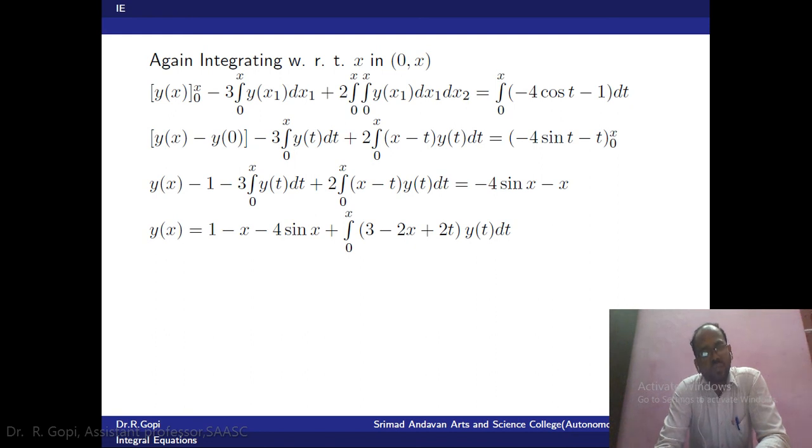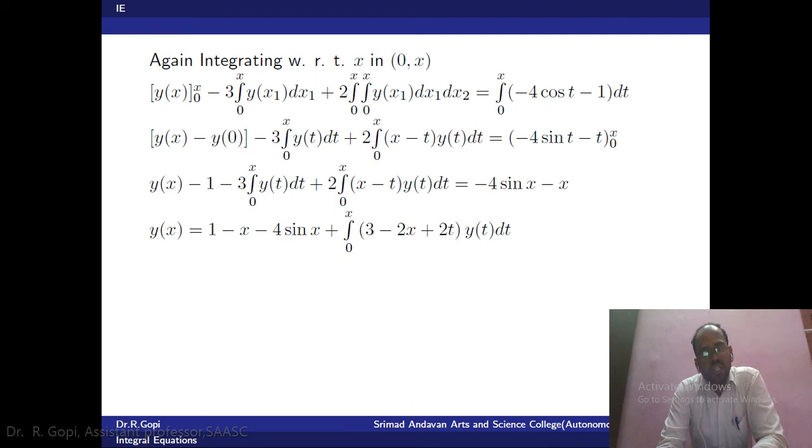Taking the common factor from these two, the integral from 0 to x of y(t) dt is common. So we take the integral from 0 to x, and the remaining value is 3 minus 2x plus 2t, times y(t) dt. This is the needed Volterra integral equation. Here f(x) is nothing but 1 minus x minus 4 sin x, with limits from 0 to x, where x is the variable one. Then K(x, t) is 3 minus 2x plus 2t, times y(t) dt.